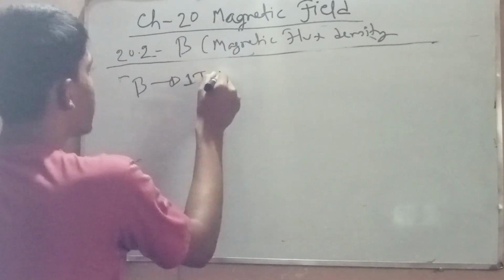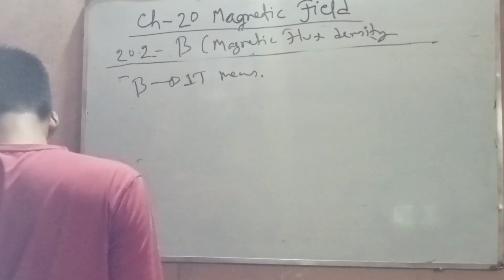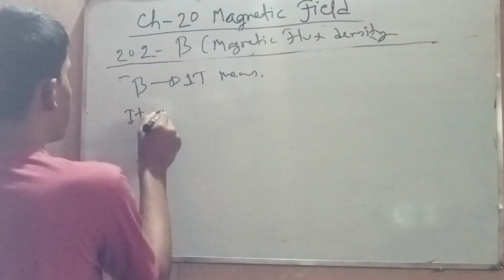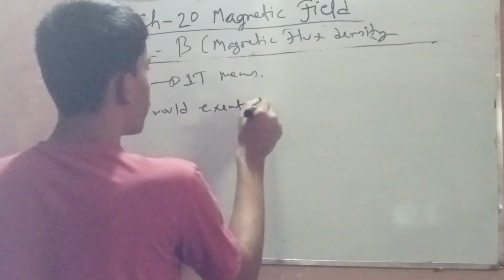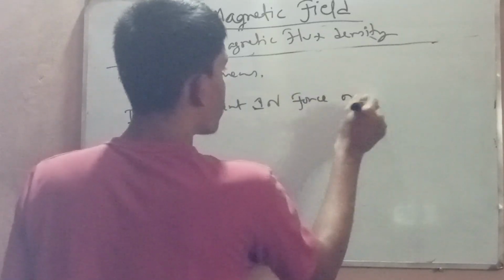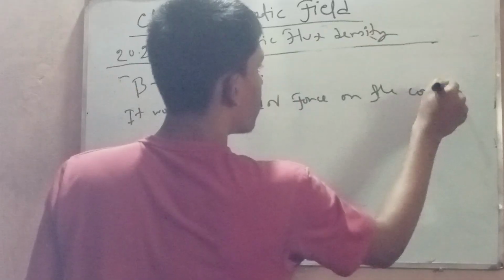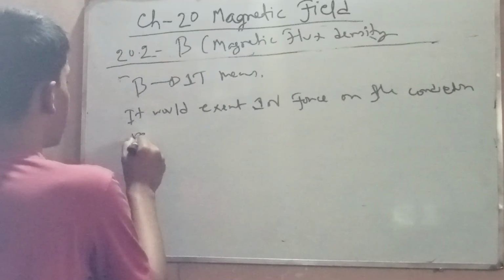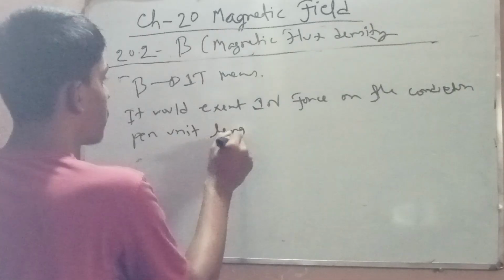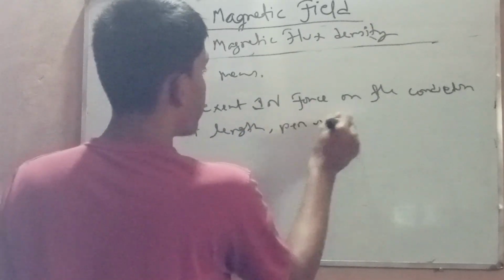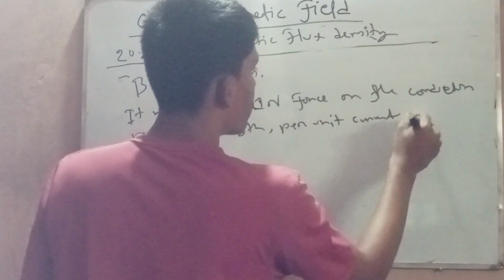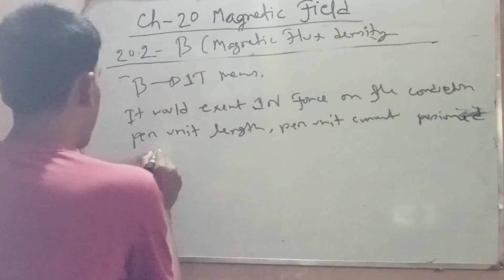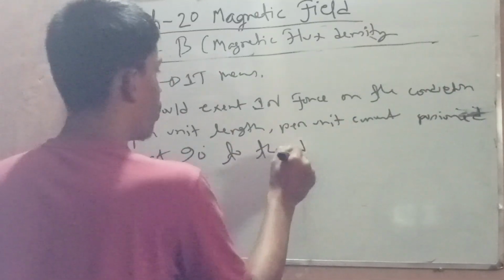Magnetic flux density of 1 Tesla means it would exert 1 Newton force on the conductor per unit length per unit current, positioned at 90 degrees to the direction of the field.